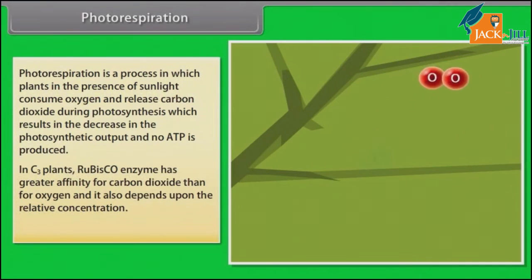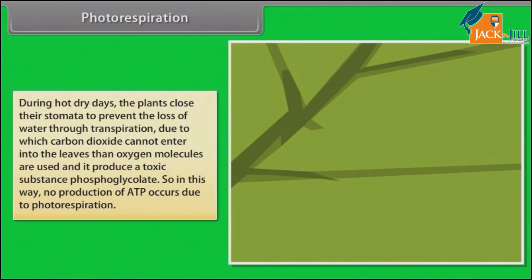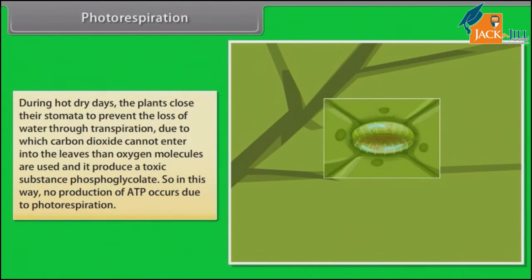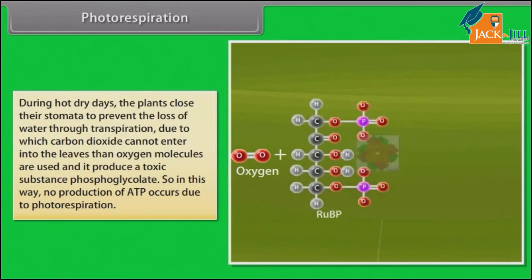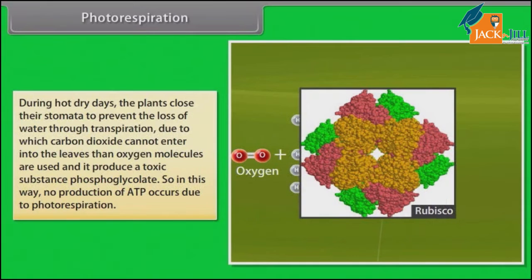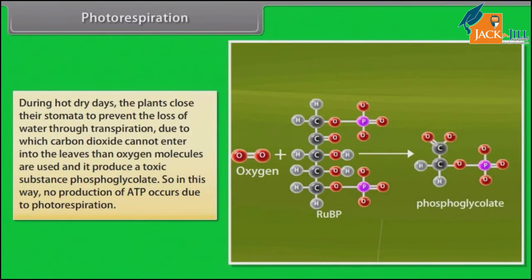In C3 plants, the rubisco enzyme has greater affinity for carbon dioxide than for oxygen, and it also depends upon the relative concentration. During hot, dry days, the plants close their stomata to prevent the loss of water through transpiration, due to which carbon dioxide cannot enter the leaves, so oxygen molecules are used and it produces a toxic substance, phosphoglycolate. So, in this way, no production of ATP occurs due to photorespiration.